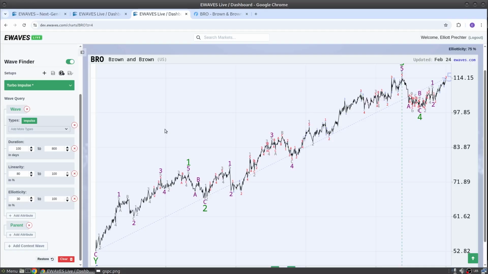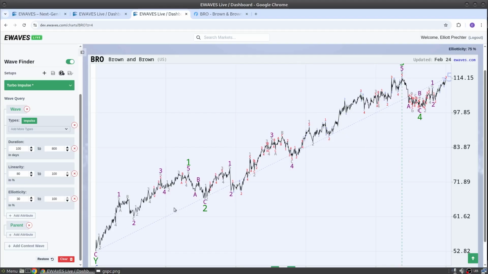But linearity is actually closer to a mathematical term. The really precise term is fractal dimension, but linearity is a little simpler version of that. It's just basically saying, okay, if I draw a line like this blue line through the move, how far away does the price action get from that line? Does it stay close to the line? Does it get far away from it?